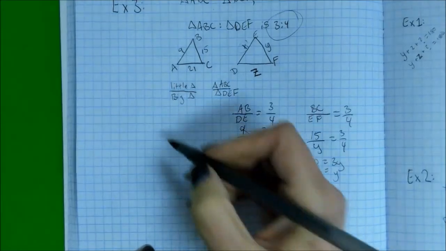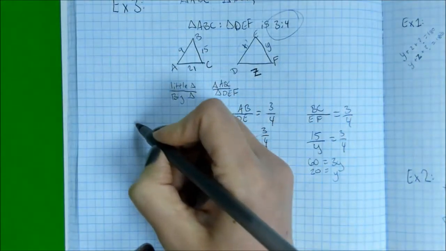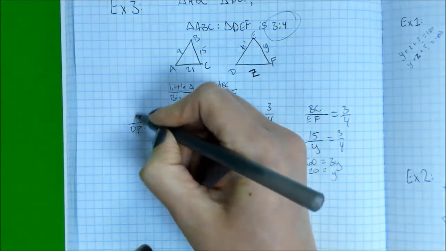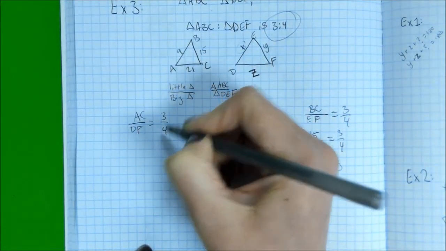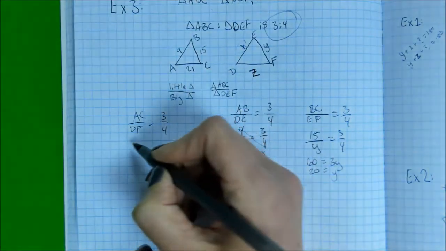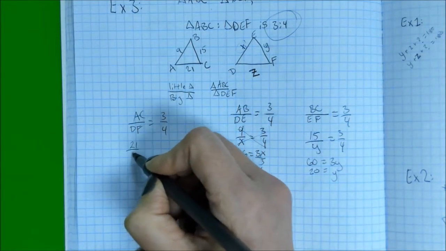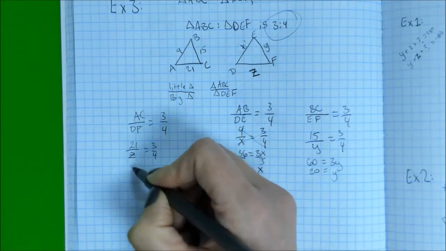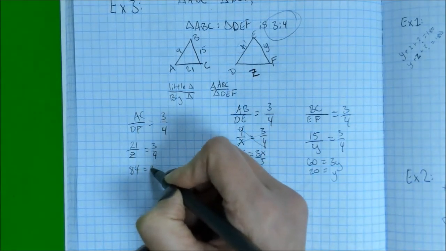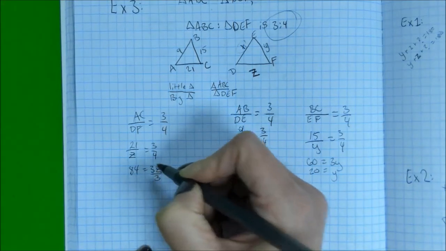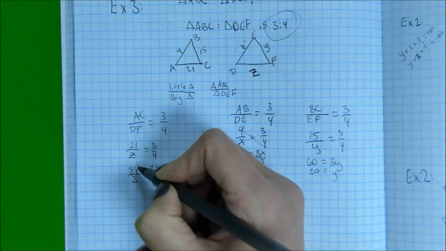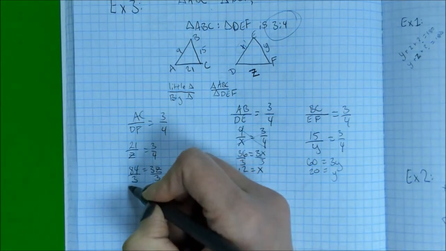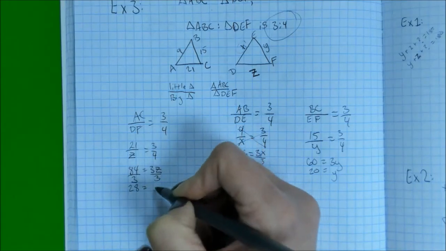And the last one I'm going to do over here. I'm trying to find DF. DF corresponds to AC. And again, they're in the same proportion, 3 over 4. AC is 21 over DF, which is Z. I cross multiply, I get 84 equals 3Z, divide by 3, and I get 28 equals Z.